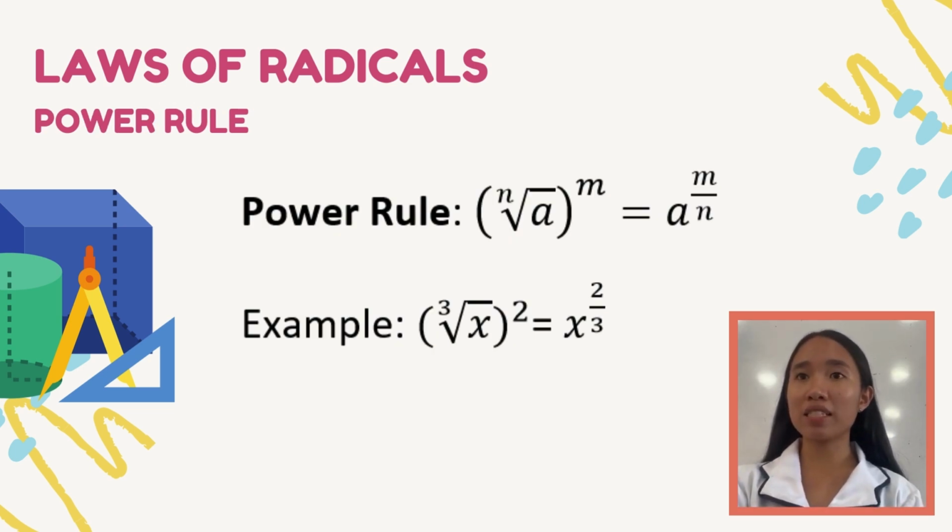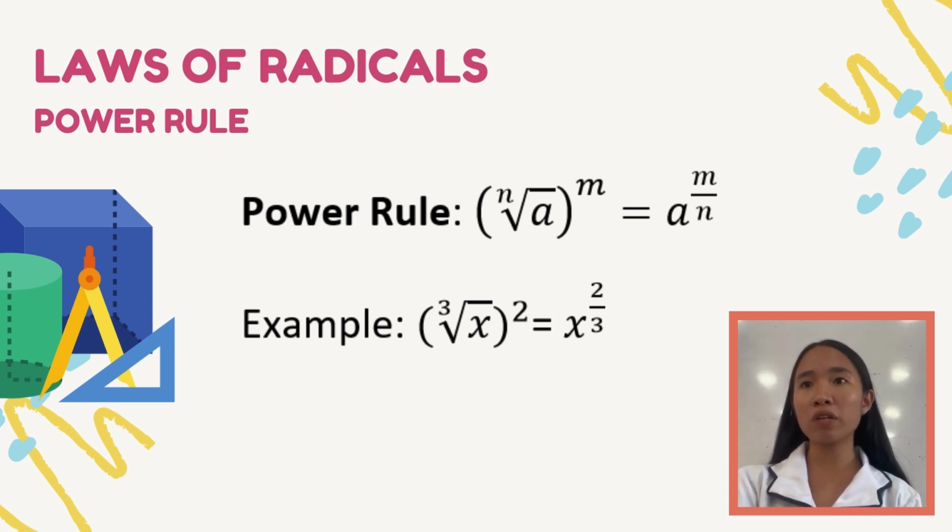This rule helps us simplify expressions when we have a power outside a radical. So it says that if you have the nth root of a raised to the power of m, you can rewrite it as a raised to the power of m divided by n, where n is the index of the root. For example, if we have the cube root of x to the power of 2, using the power rule, we can simplify it to x raised to the power of 2 divided by 3. This makes it easier to work with expressions involving radicals.